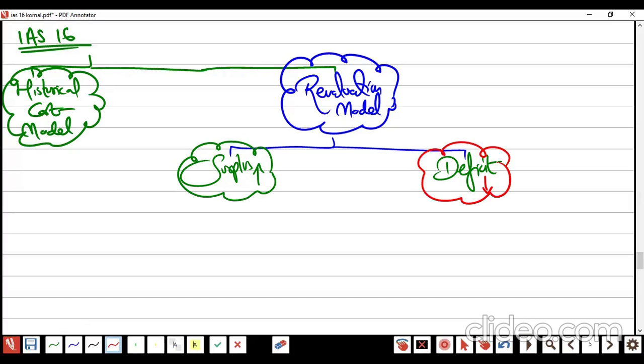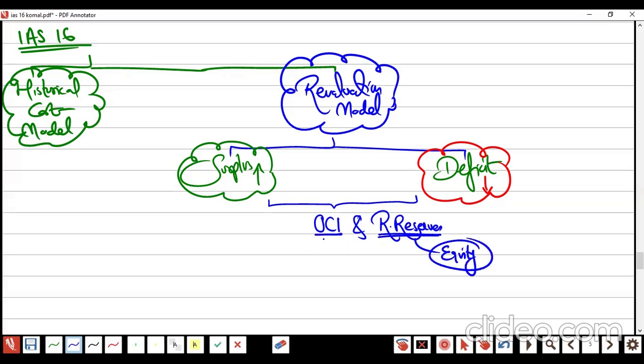The tension is that the surplus or the deficit of revaluation is going to be part of equity, not the profit and loss. This will go in OCI and equity. Equity means revaluation reserve. Reserves are part of equity. OCI is where? I will tell you.